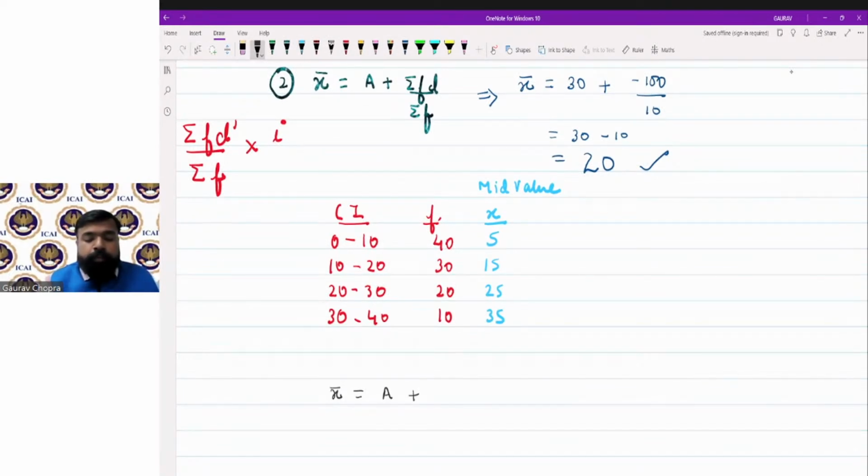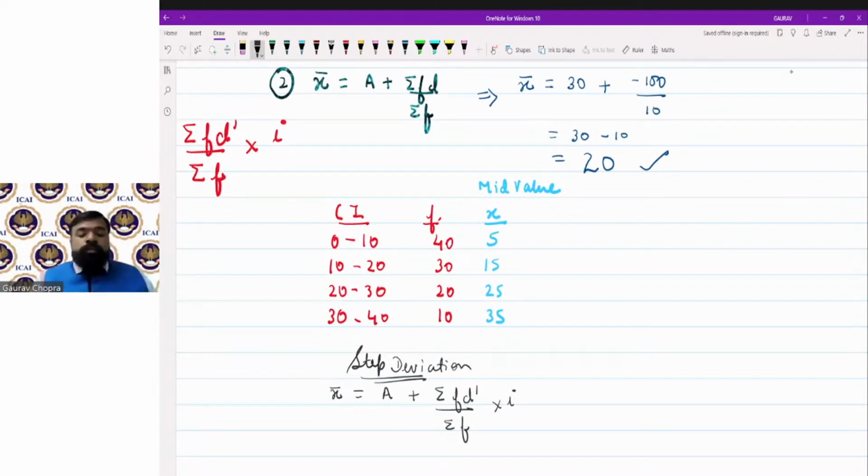X bar equal to a plus sigma f d dash upon sigma f multiplied by i. So this is step deviation. So for this, what is the requirement? Assume the A. So we have to take assumed mean. So let us take which value? Any value from x you can take for simplification. So let's take 15. So we are taking 15 as assumed mean.